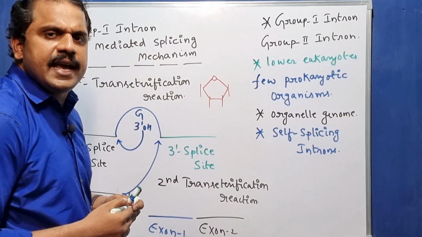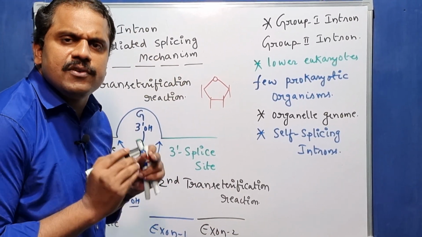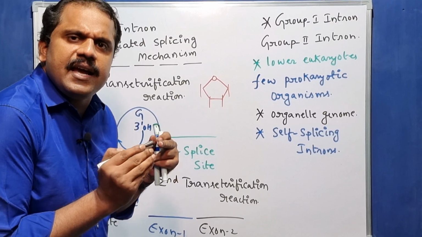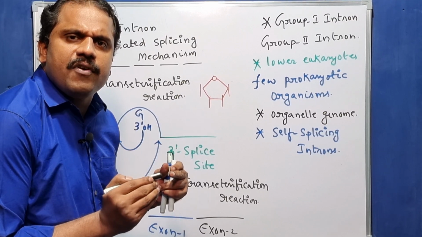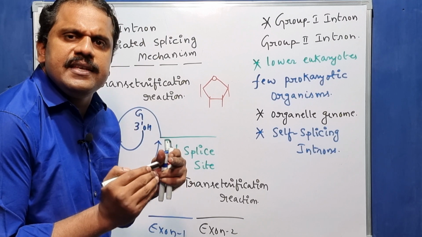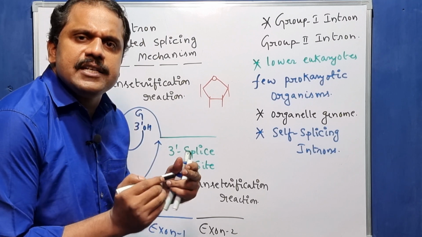So here both the exons undergo ligation. Once both the exons undergo ligation, it leads to the formation of a mature RNA. So this is regarding the group 1 intron mediated splicing mechanism.